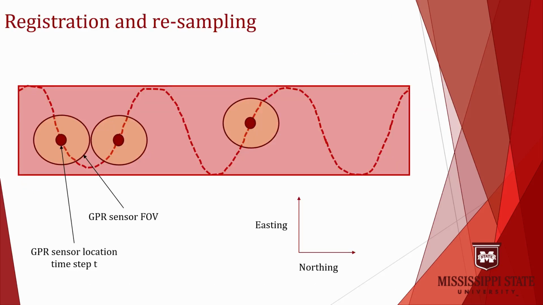Alright, so registration to start off with. This is just an example of maybe a GPR scanning of the surface. So we'll have our northings and eastings. This is what we're looking at, and these dotted lines are the sweeping pattern from the GPR. And this little dot in the center would represent the GPR sensor location, and the circles would be the field of view of the sensor. So that's just an example of the first GPR.